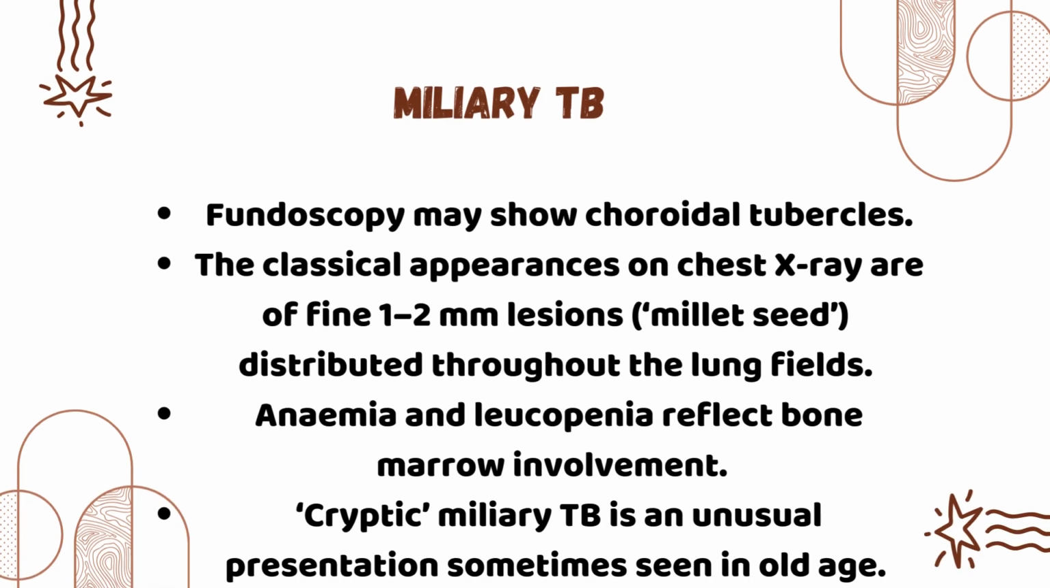The classical appearances on chest X-ray are of fine 1 to 2 mm lesions, called millet seed, distributed throughout the lung fields. Anemia and leukopenia reflect bone marrow involvement. Cryptic miliary TB is an unusual presentation, sometimes seen in old age.